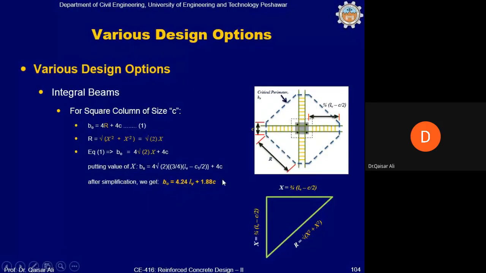Further simplification of this will give us an equation of B naught is equal to 4.24 LV plus 1.88 C. Okay, from this equation we can calculate LV, which is the length of this integral beam, provided we know B naught. The B naught value which has been calculated in the beginning will be used in the calculation of LV, which means that this B naught, the black dotted line closer to the column, will give us the value of B naught, and this will be substituted in this equation, and this will give us LV. LV is the length of the integral beam. Correct?